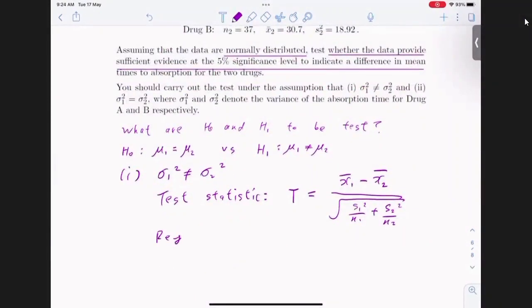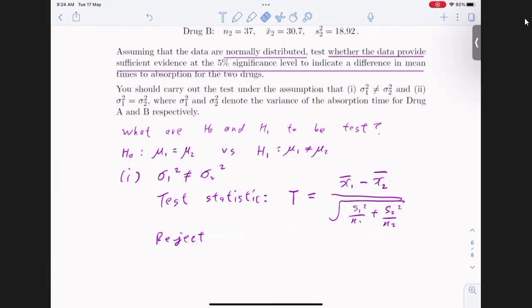And you need to also determine the rejection region. Under what situation, or what value of this t, we will reject the null hypothesis. So we need to compare the absolute value of the test statistic with the quantile. The reason is that we are doing a two-sided test. When you are doing a two-sided test, then we will take the magnitude and compare with the quantile.